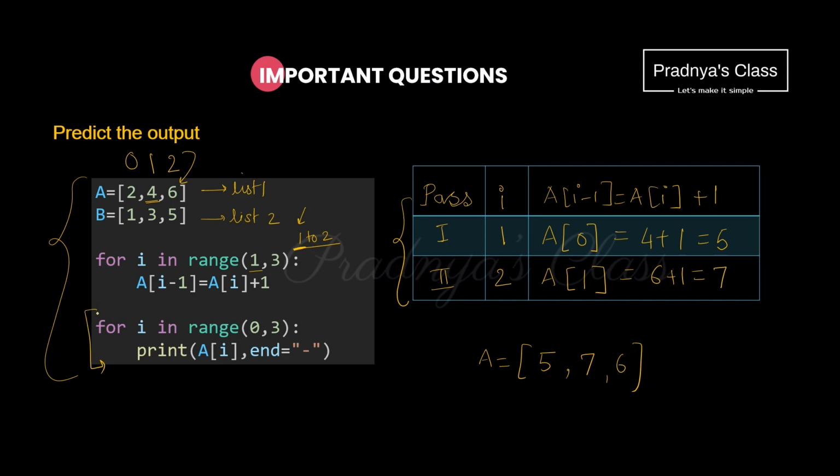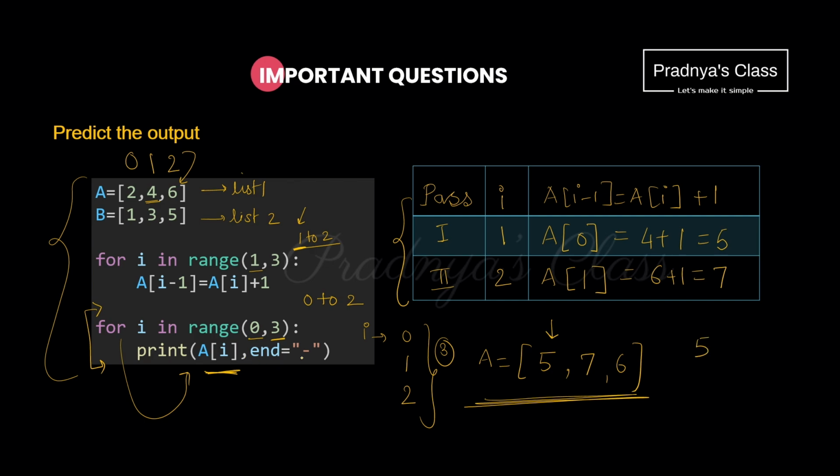Now let's check out the second for loop. This loop is going to execute from 0 to 3. 0 to 3 means it will execute from 0 to 2. It means here are the values of I, 0, 1 and 2. Ultimately it will execute 3 times. Inside the for loop we are printing list A. We know the list A got modified. Here are the updated elements of the list A. The first element will get printed. This is nothing but 5. Then we have mentioned dash as an end parameter. So we will get a dash here, or you can say hyphen also. The next element is nothing but 7.